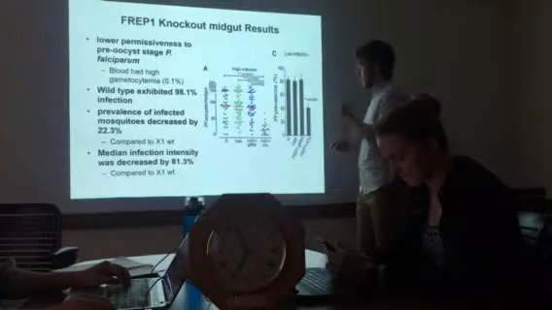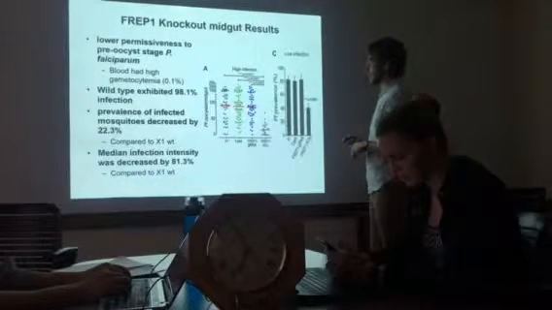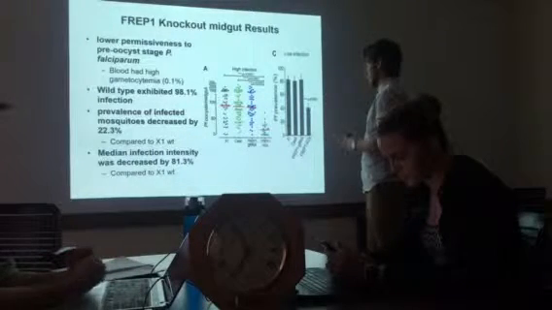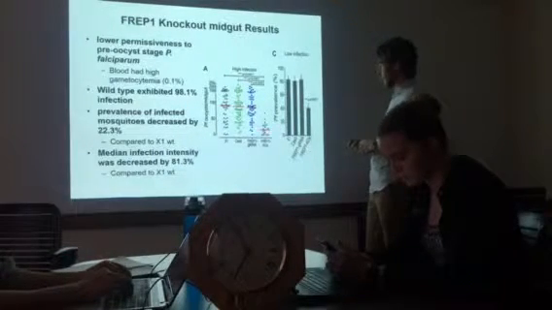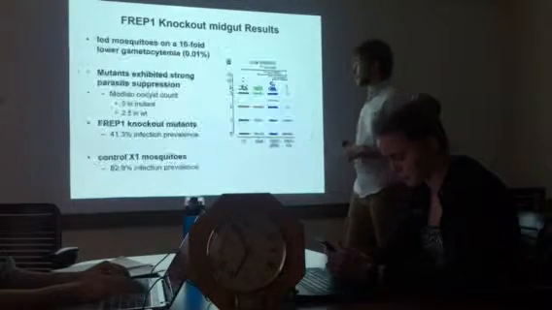So here's the figures that they have in the paper. This is basically just giving a visual of the results of what is going on in the paper. So you can see here the FREP1 knockouts, very low oocysts in the midgut compared to the controls.